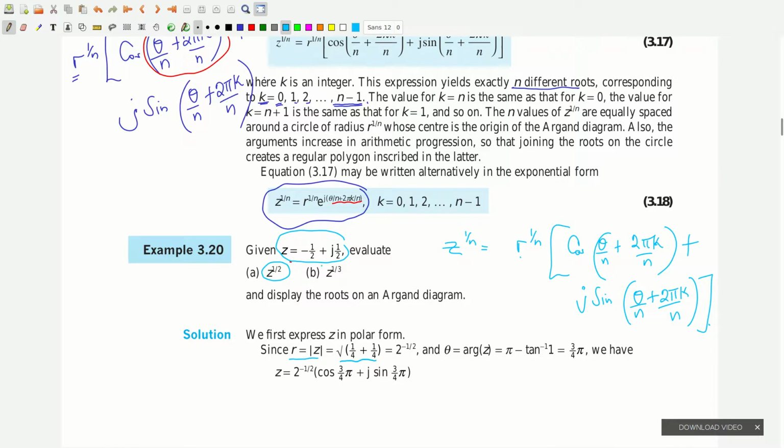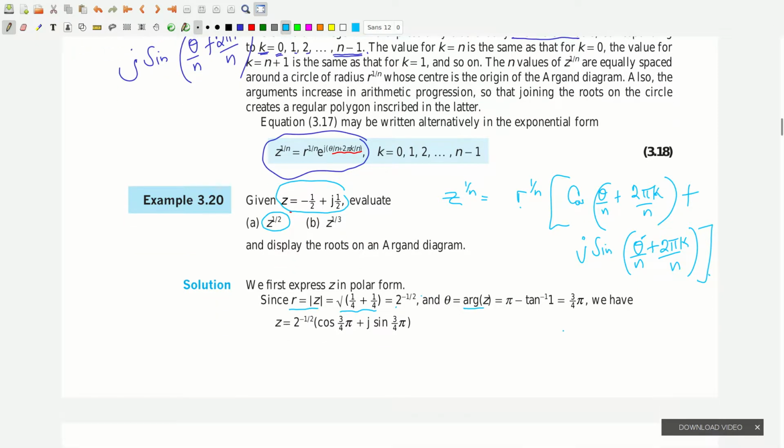Okay, and then we have 2 to the power negative 1/2, and then we find the modulus here. Theta is the argument of z. I'm sure by now, if you've seen the previous explanation, you know why we have theta as pi minus tan inverse of 1. It's because of where the angle is located and how it is being computed. And then we end up with 3/4 pi. So the rest we just substitute.